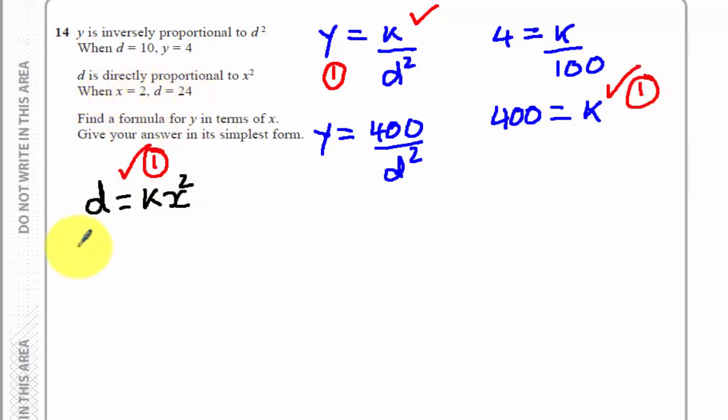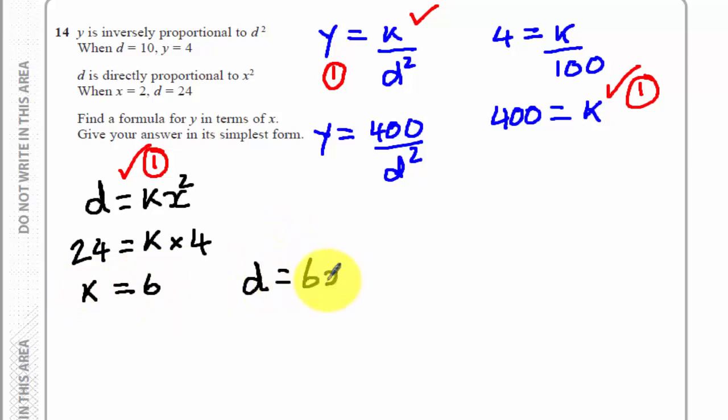X is 2, d is 24. So 24 is k times, if x is 2, x squared is 4. So k is going to be 6. So this formula, d is 6x squared. Now to finish off, I have to substitute this value into there, and then I've got y in terms of x.